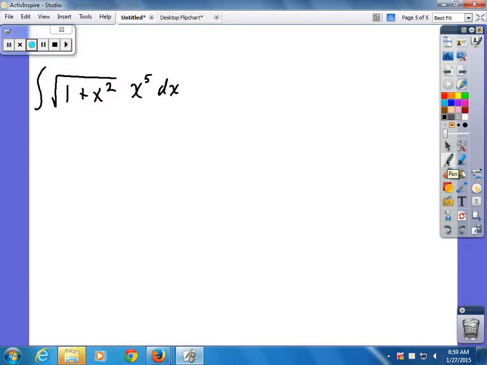Alright, let's rewrite it. So that's going to be, I'm going to change it to x squared plus 1 to the 1/2 power, x to the 5th dx. Alright, take a minute and work with it, see what you come up with.